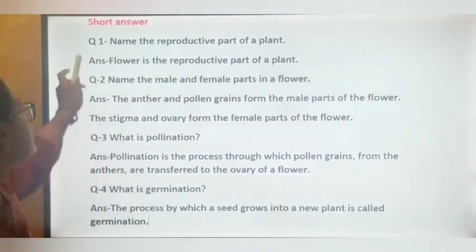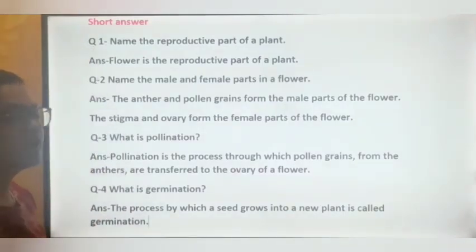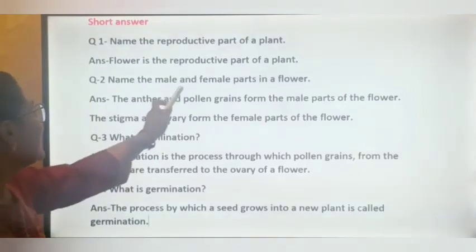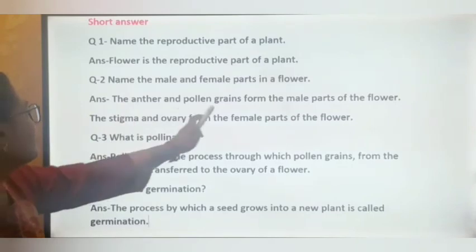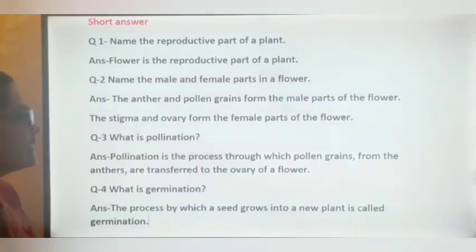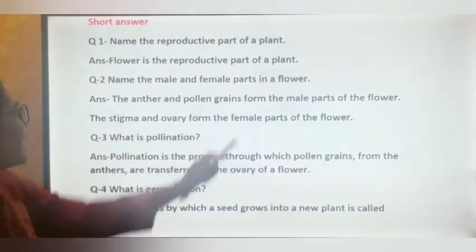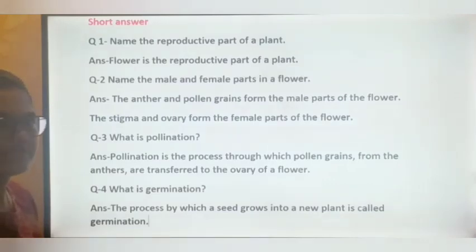We will see the short questions and answers of this chapter. Which is the first question? Name the reproductive part of the plant. Flower. Yes. So flower is the reproductive part of the plant. Name the male and female parts in a flower. Anther and pollen grains are the male part, and stigma and ovary are the female part of the flower.